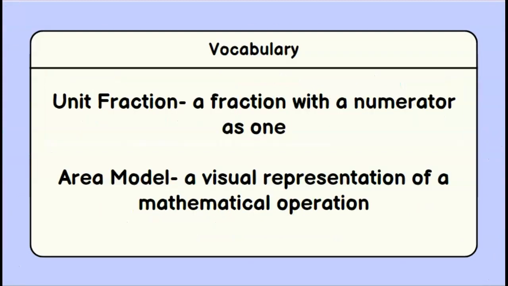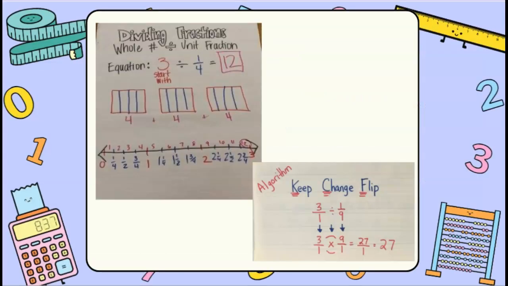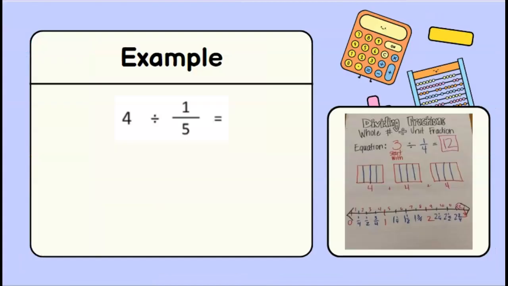Some vocabulary that you'll want to know is unit fraction, a fraction with a numerator of 1, and area model, a visual representation of a mathematical operation. The anchor charts for this topic look like this. This shows you an example of an area model that goes along with an equation, as well as a number line, and then it shows you the steps of the algorithm that you can take to solve this equation.